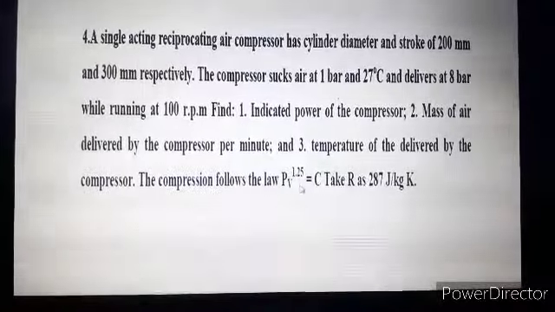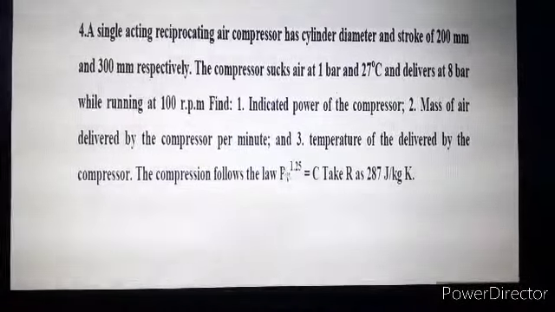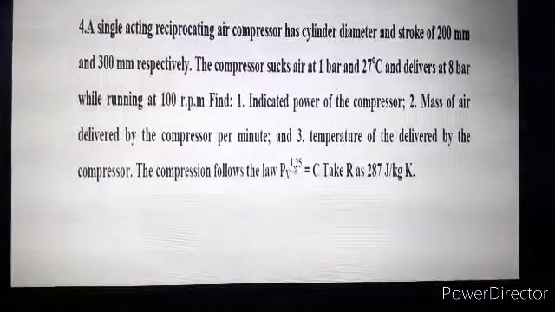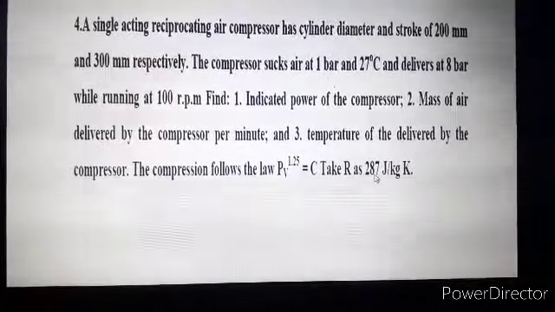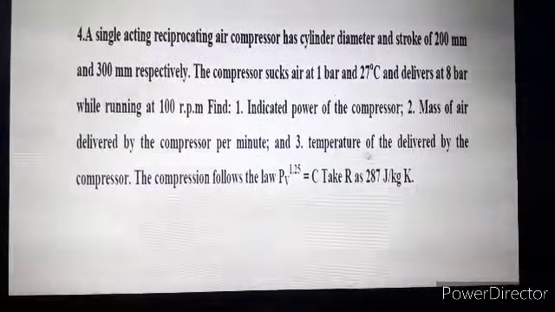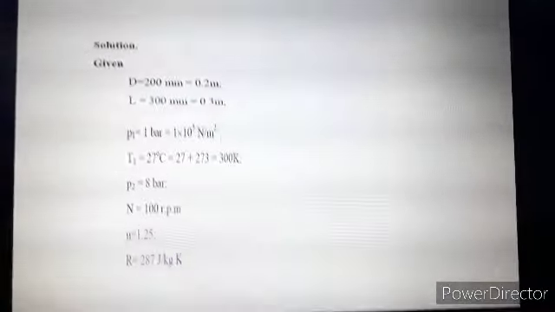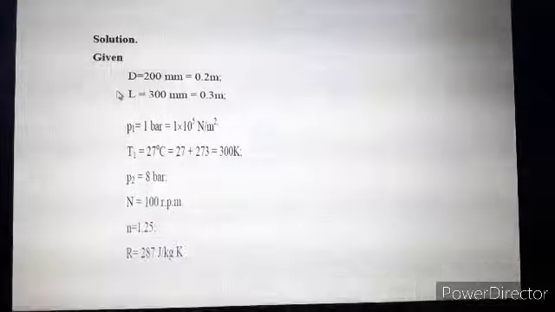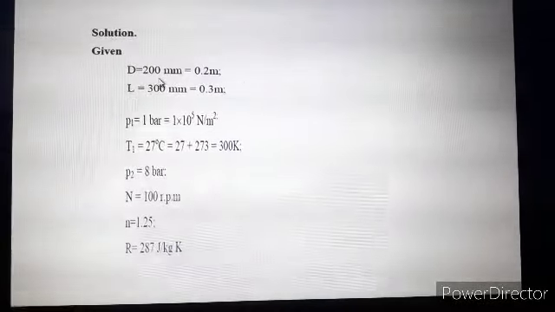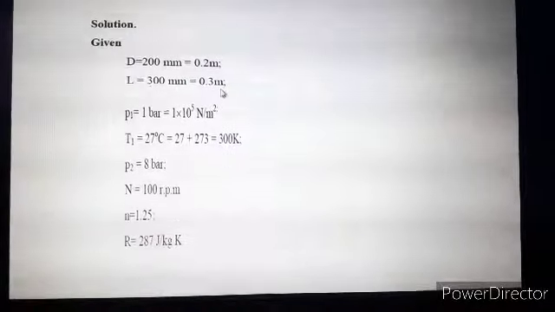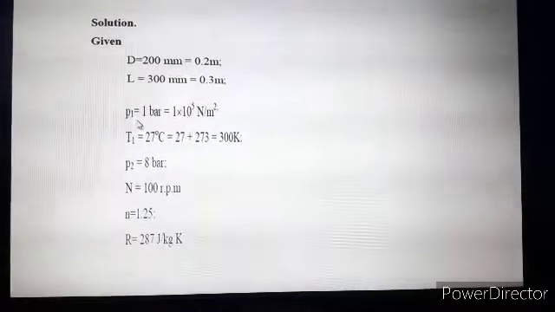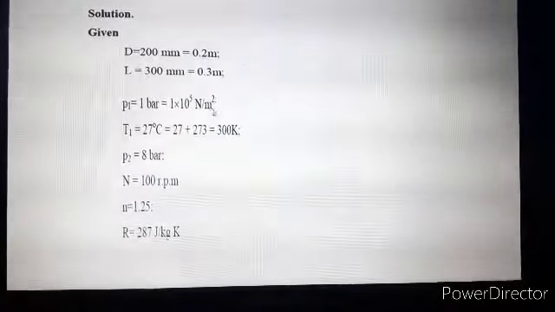So when we compare this with PV raised to n is equal to C, then polytropic index small n is 1.25, and this is the value of capital R, that is 287 joule per kg per Kelvin. Now it is the same data. So D is the diameter, it is 200 millimeter or 0.2 meter. L is the stroke, 300 millimeter or 0.3 meter. Then P1 pressure 1 bar, or it is 1 into 10 raised to 5 Newton per meter square.